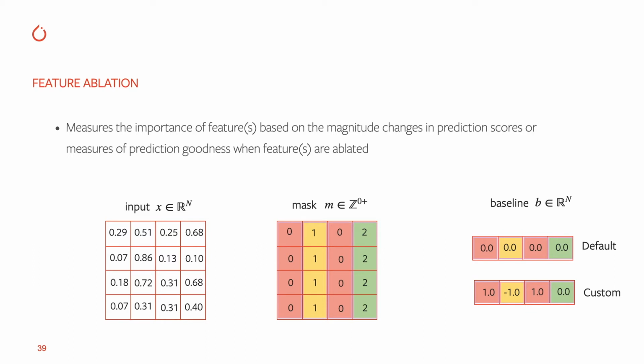In order to ablate features, we define feature masks. Feature masks help us to define groups of features that we want to ablate together, as shown on this slide. Here we want to ablate the first and third features together. To do so, we use the same feature ID for the first and third features. Besides feature masks, we also define ablation values, also known as baselines, that are used to replace the original feature values. Traditionally, zeros are used as ablation values, but we can also define custom ablation values.